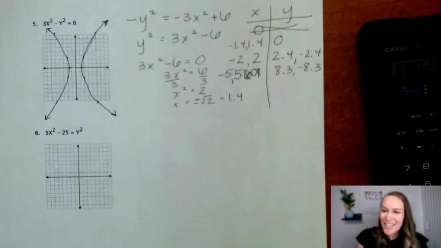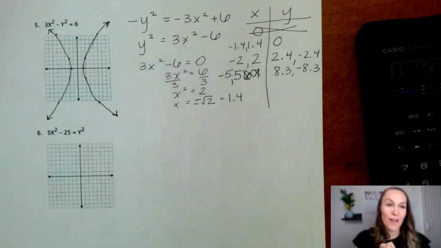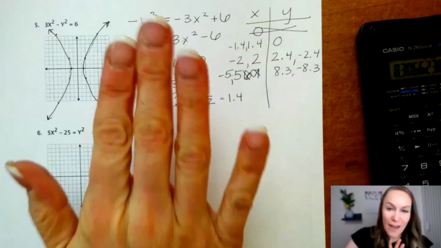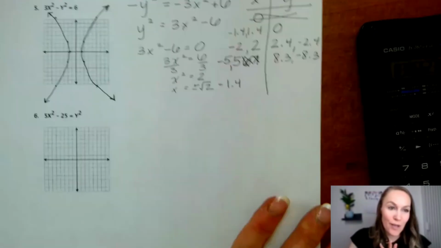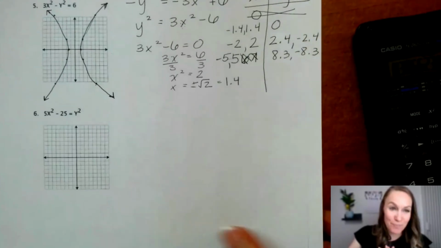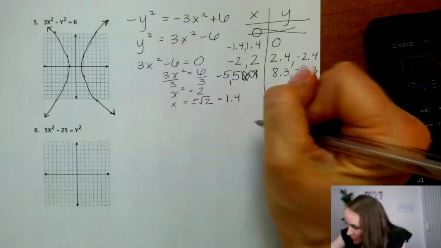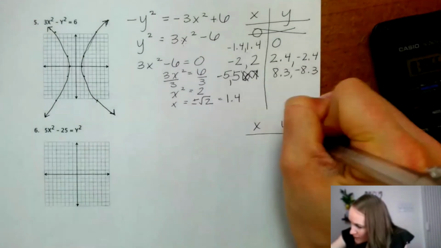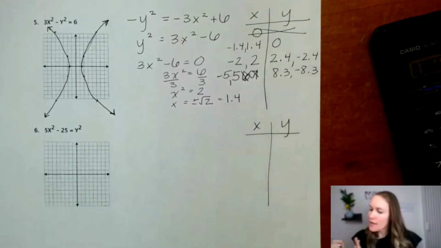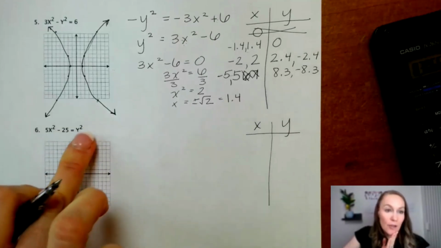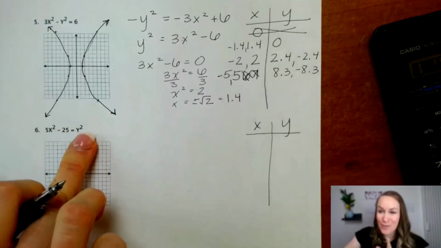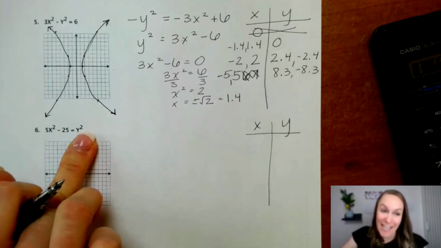Okay, that looks great. So that is all that for that problem, and we're going to go on to the next one. Okay, make our XY table. I know I'm going to need to plug in some points here. And then ooh, look, it's already solved for y squared. That's exactly what I like.